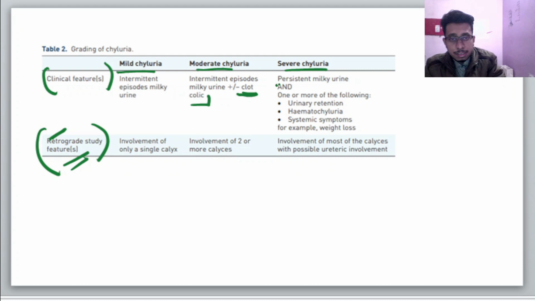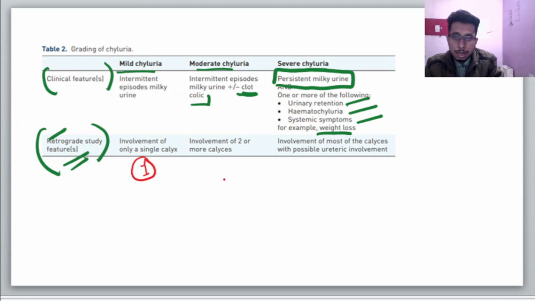Severe is when there is persistent milky urine and one or more of the following, that is urinary retention, hematochylorrhea, or systemic symptom. Systemic symptoms like weight loss, chills, rigor, fever, all of this include the systemic symptom. In imaging study, mild is only when there is single calyx involvement. When there is two or more calyx involvement, that is moderate, and when almost all calyx is involved along with ureter involvement, it is severe.